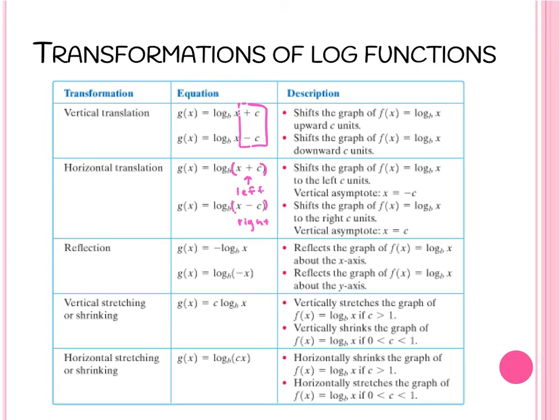If we multiply by a negative, we have a reflection. If it's inside the parentheses, it's on the y-axis. If it's outside, it's on the x-axis. I like to think of it as you want to keep your x's outside your house. So that's why if it's outside, it's a reflection on the x-axis. And then if you multiply by some number on the outside, we have a vertical stretch or shrink. If you multiply some number on the inside of the parentheses, it's a horizontal stretch or shrink.